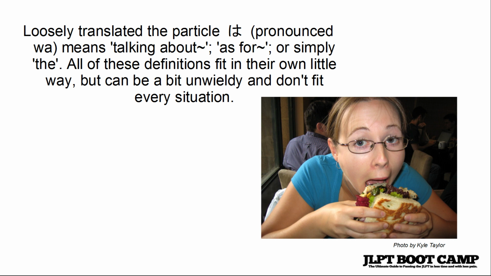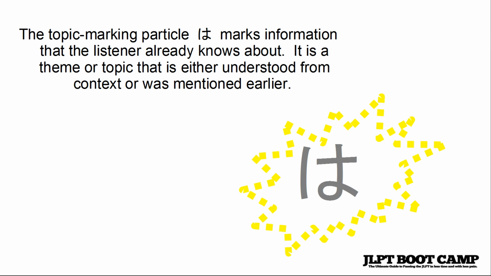At the N5 level, it's important to focus on the topic marking function, but as you go up, you'll need to be able to recognize contrasting statements and know when to use them at the higher levels. Today we're going to focus mostly on the topic marking function, bordering on a little bit of contrasting. The topic marking particle wa marks information that the listener already knows about.